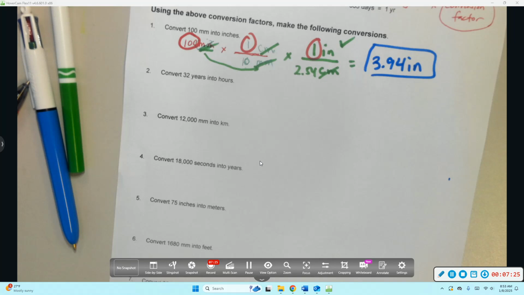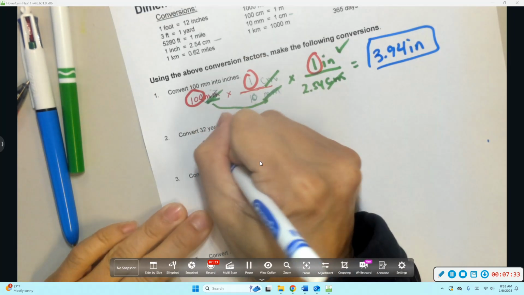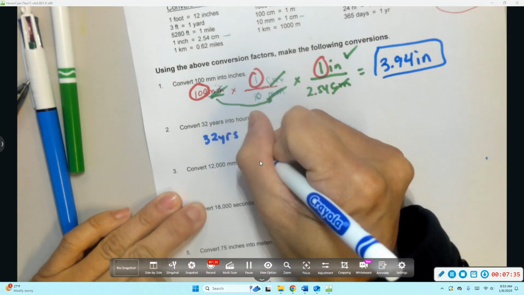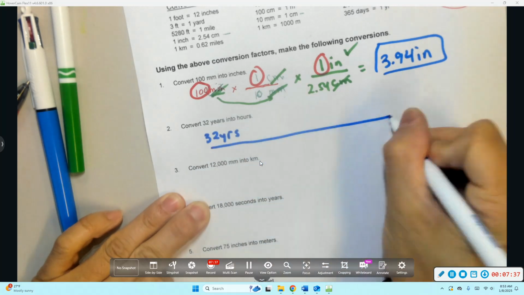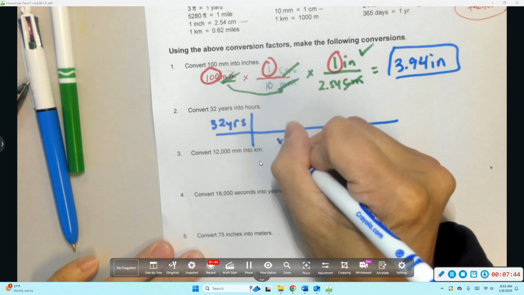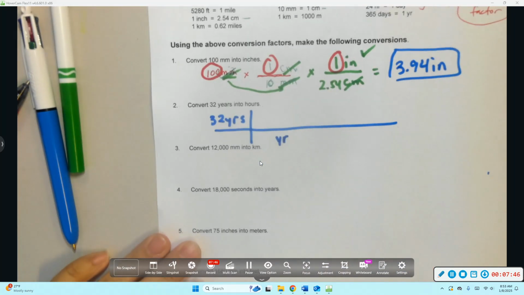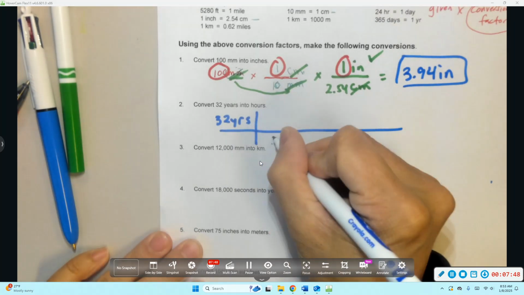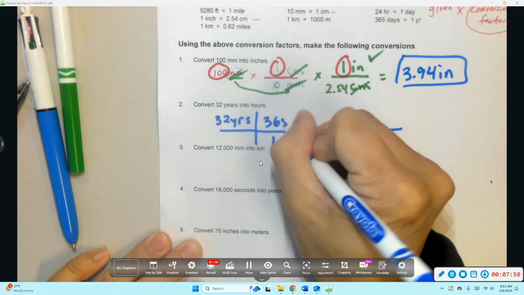All right. So the next one here, convert 32 years into hours. So what do we know? We start with 32 years. Always start with what you're given. And then you multiply. Another way to write this, and you can make a picket fence like this, it's easier to organize. So years here, bring years to the bottom. What do you know about year? 1 year is 365 days, right?